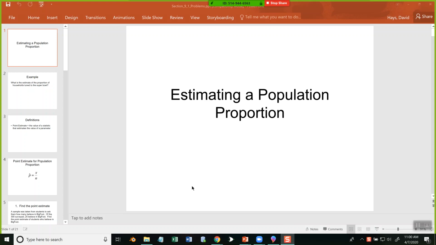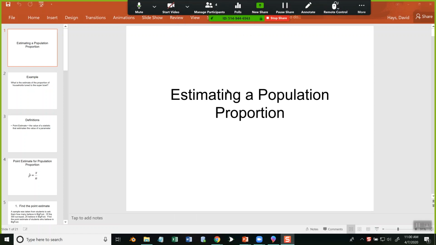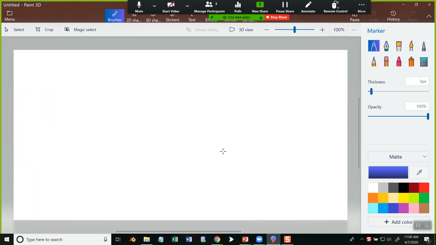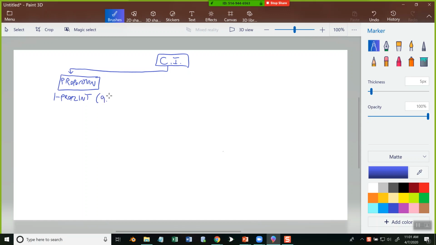In section 9.1, it's estimating a population proportion. We had our confidence intervals. And if it was a confidence interval about a proportion, we used one proportion z-interval. And again, that was 9.1.